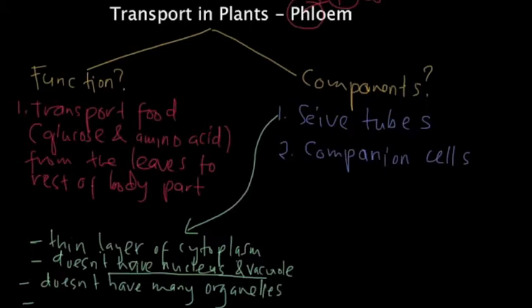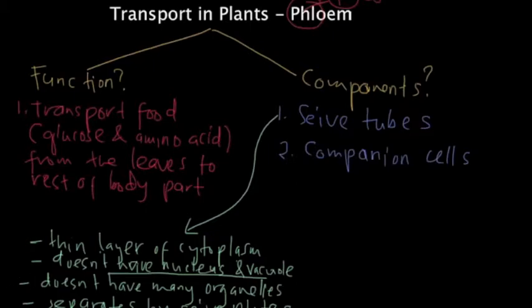So the separation is actually coming from a structure known as the sieve plates. So here we have, again, the sieve plates here. Same as the xylem, the sieve plates also have those hollow parts in the center to allow the flow of substances in the tube.